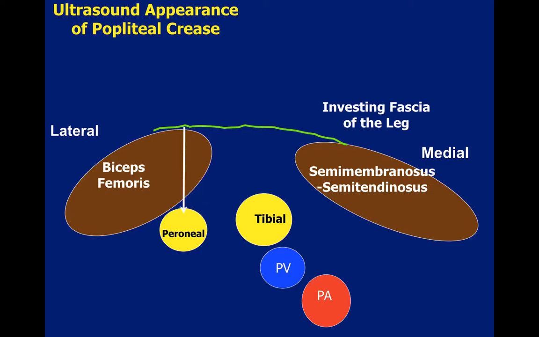An alternative is to advance the fenestrated needle between the nerves to achieve even distribution to both the tibial and the peroneal nerves.